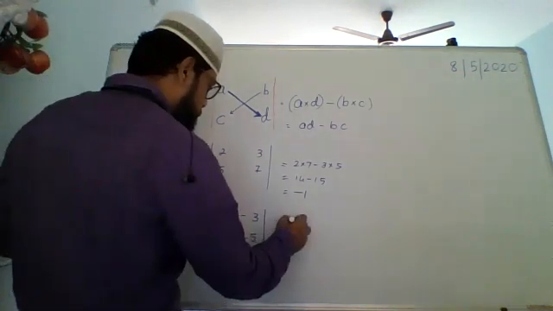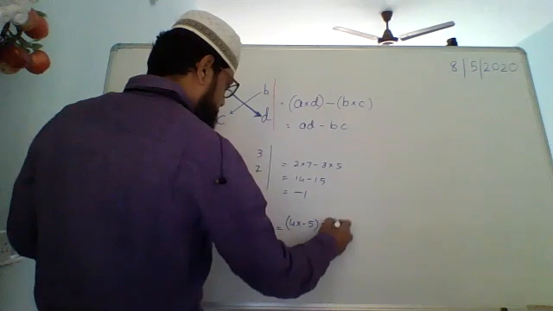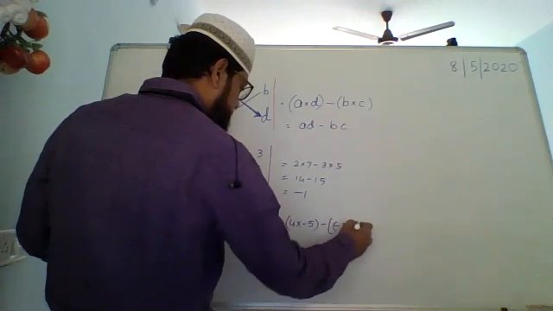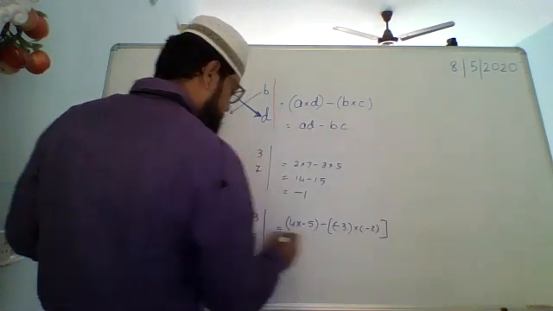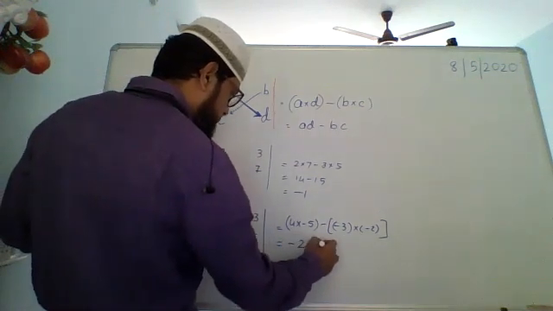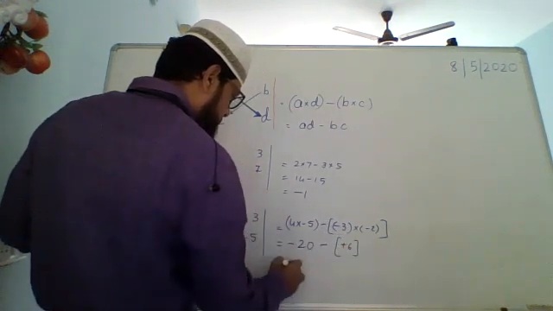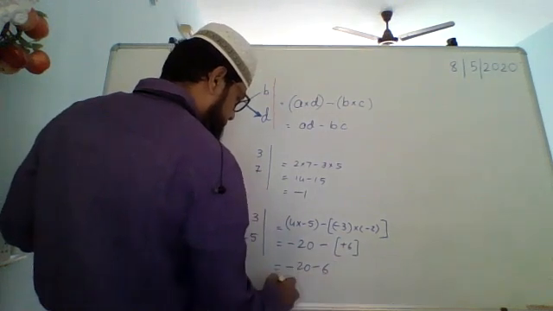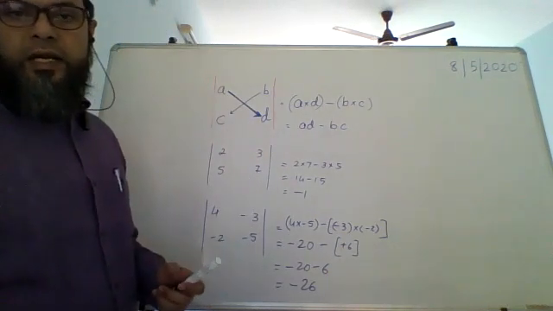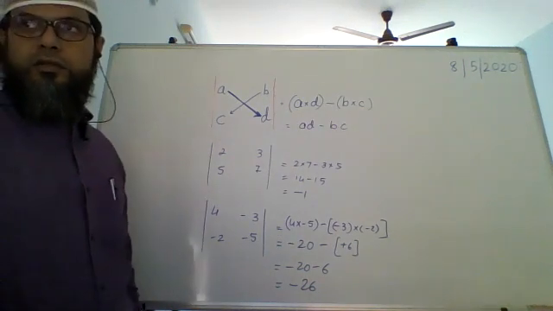So it is 4 into minus 5 minus 3 into minus 2. 4 into minus 5 is minus 20. Minus, now minus 3 into minus 2 is plus 6. Minus 20 minus 6 is minus 26 and not 14. Minus 26 is the right answer.